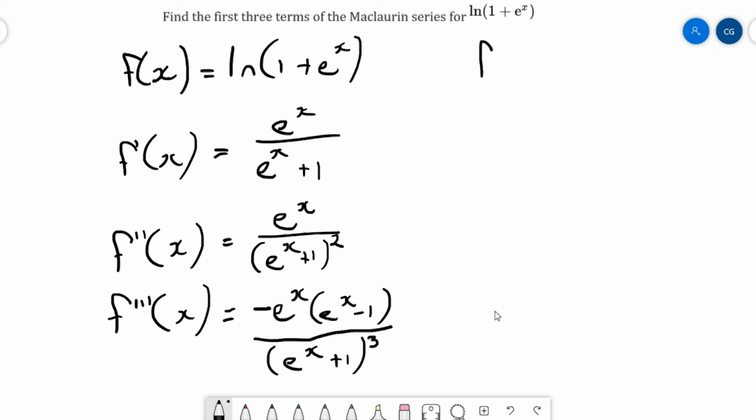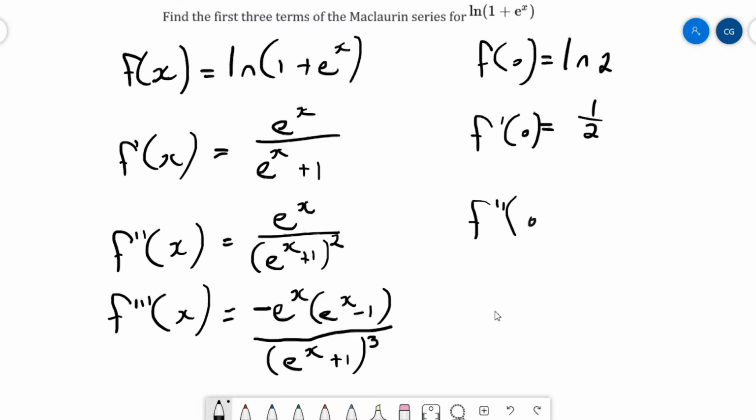Now what we can do is evaluate when x is equal to 0. So if x is equal to 0 in my first case, anything raised to the power of 0 is 1. So this will become ln 2, natural log of 2. The first derivative at 0 is going to give us a half. The second derivative at 0 is going to give us 1 over 4. And the third derivative at 0, if we evaluate it, would give me a 0.